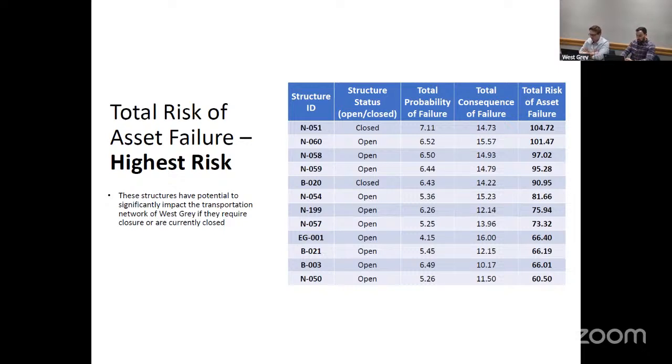So this table here, we present the highest risk for total risk of asset failure. These structures have the potential to significantly impact the transportation network of West Grey if they require closure or they are currently closed. So these are a combination of total probability of failure. Structures that have a low BCI and high traffic counts is generally what this list is comprised of, as well as structures that have significant changes to their emergency response times. A few of these structures, for example EG001, score so high because it isolates residents if that one was to become closed.